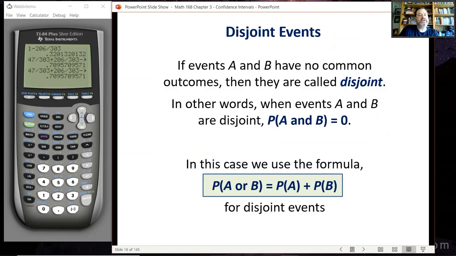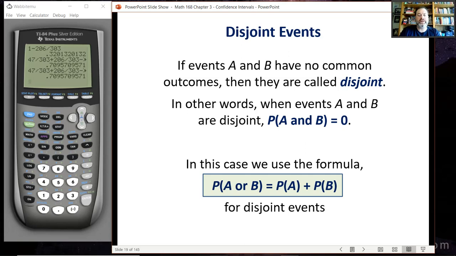Disjoint events. This is another vocab term. If events A and B have no common outcomes, they are called disjoint. That means what you think it means, right? Disjoint means it can't happen at the same time. In other words, when events A and B are disjoint, the probability of both occurring together is 0. It's impossible, right?